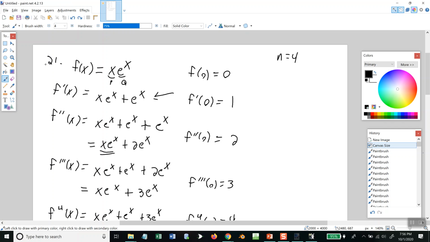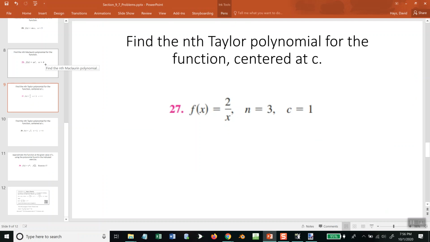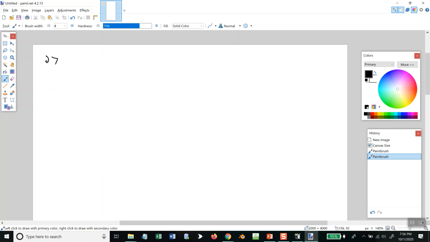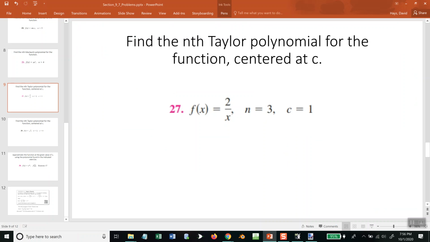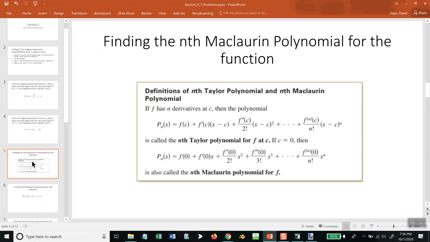Okay, number 27. f of x is equal to 2 over x, n is 3, and c, which is our x value, is 1. Now let's look at what our formulas want. To find a p sub n for that polynomial, we have to find the nth derivative.